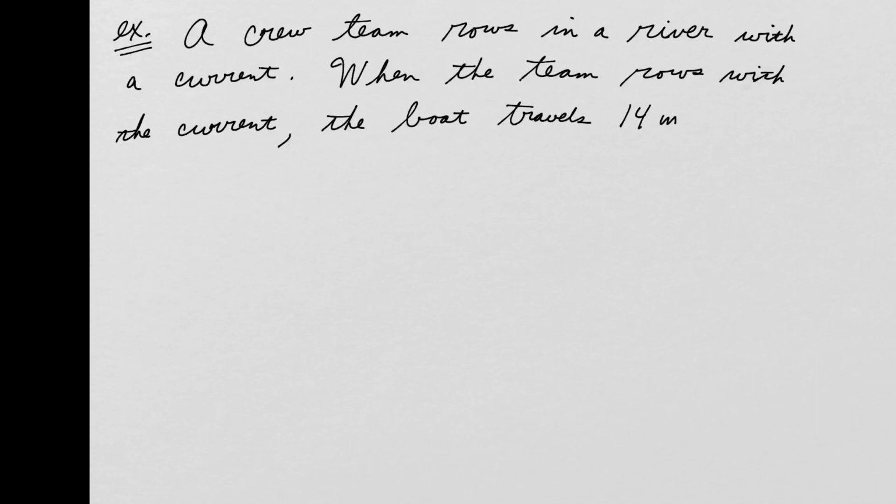So the boat travels 14 miles in 2 hours. And then if they row against the current, so they're fighting the current now, they're going to go slower, right? So against the current, the team rows 6 miles in the same amount of time. So in the 2 hours, they row 6 miles.